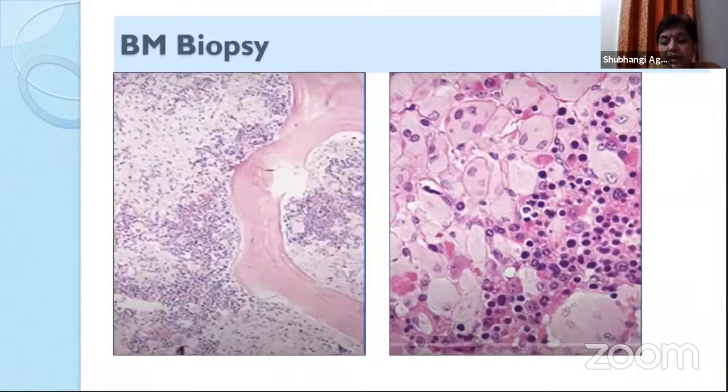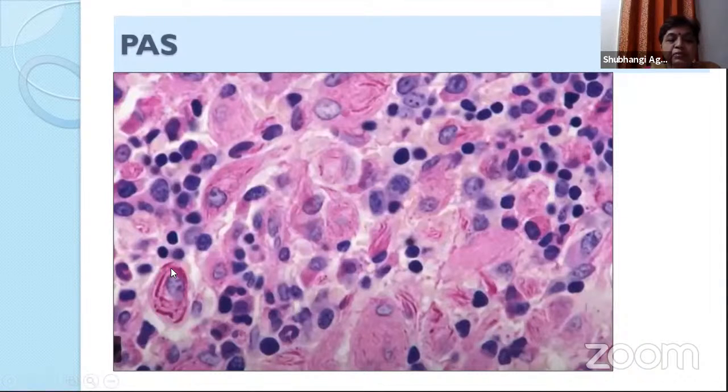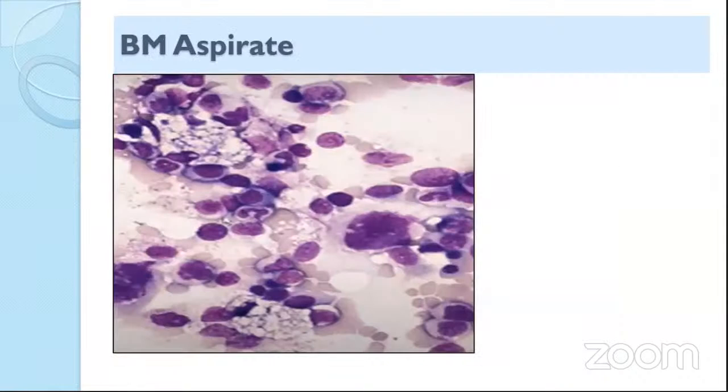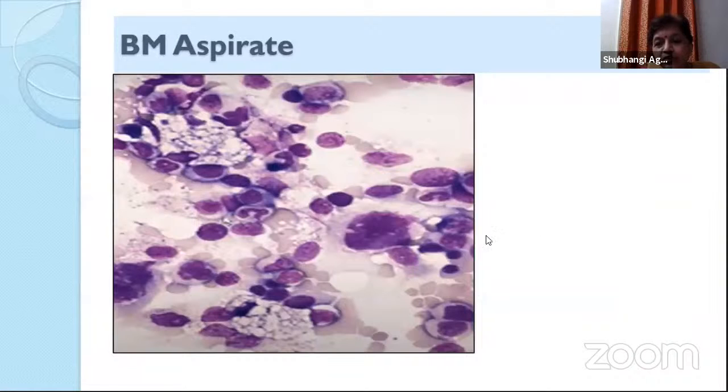These can be confirmed by doing a PAS stain, which will visualize the cells very prominently and give positivity to the cell cytoplasm. This is the substance which is accumulated in the cells, which comes positive with PAS. The accumulated substance is due to deficiency of glucocerebrosidase enzyme, and these are the glucocerebrosides which are present in the cells. Any question?